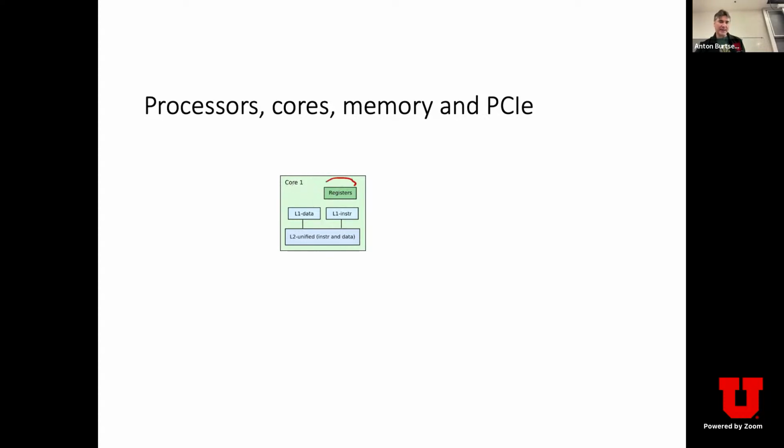A core has registers, a pipeline which talks to those registers, actual logic elements, and private L1 data and L1 instruction caches. Those are separated into instruction and data caches, but L2 is shared between instructions and data. And that's the core. The organization of a core can be different between different CPU architectures, but this one is pretty common.